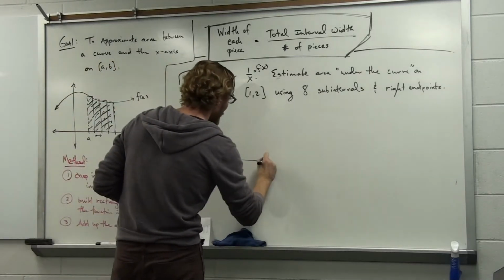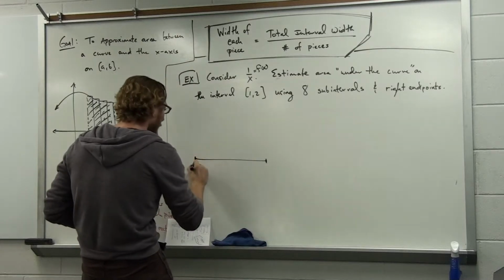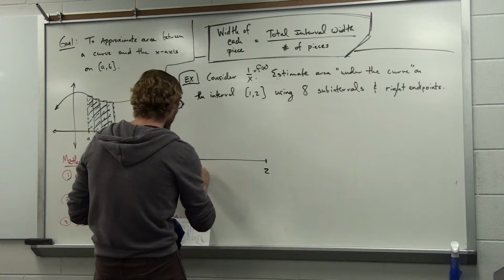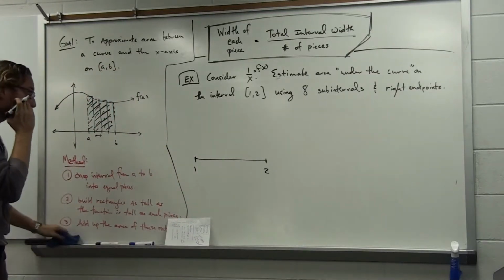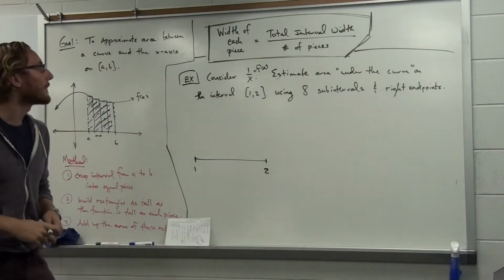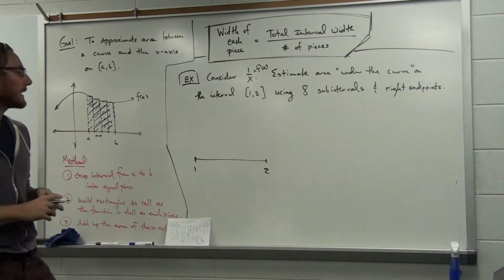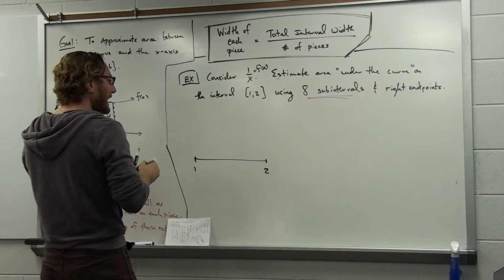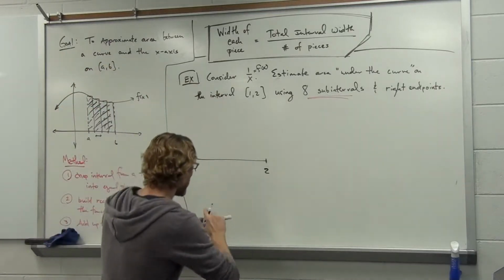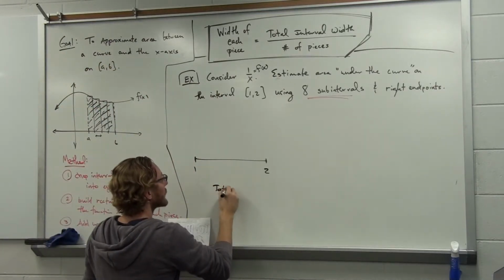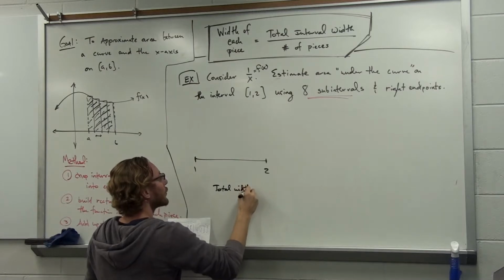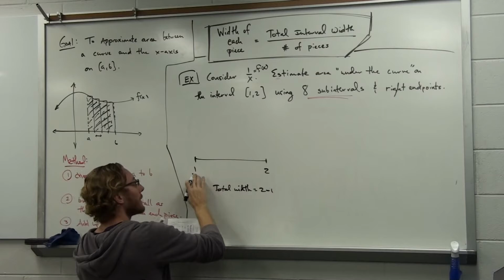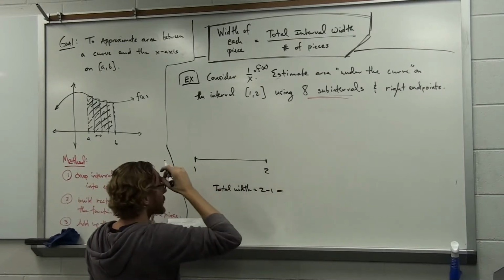Now, to get a picture of what's going on, let's look at our interval. Whoops, I put 2 there. 2 would be the right piece of the interval, 1 would be the left. Okay, here is our interval, between 1 and 2. Now, how many subintervals do we need? We need 8 subintervals. To get 8 pieces out of this piece, how are we going to do it? First, figure out your total width. The total width of your interval, in this case, is 2 minus 1. In general, it would be the bigger number minus the smaller number, b minus a.